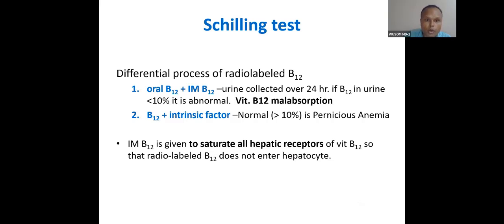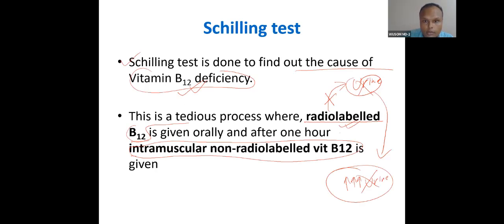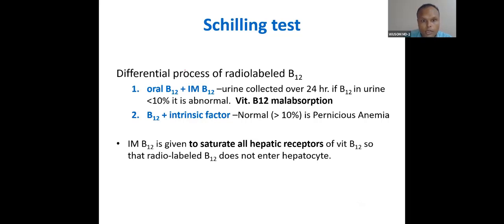So what you do is, you give the first test, as I've told you. If there is normal absorption, there will be more than 10% radioactive B12 in urine. If it is normal, there will be more than 10%. But in a disease condition, there will be less than 10%. So that means it is a disease condition.